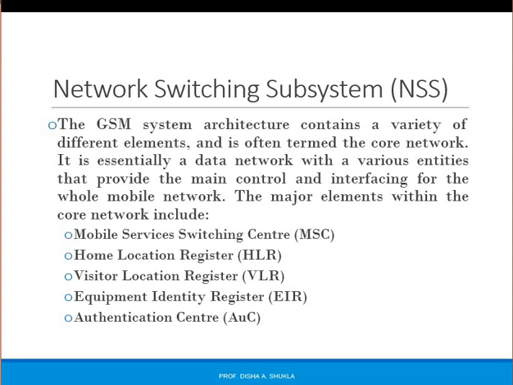The GSM system architecture contains a variety of different elements and is often termed the core network. It is essentially a data network with various entities that provide main control and interfacing for the whole mobile network. The major elements within the core network include, the first one, the MSC, that is the mobile service switching center.